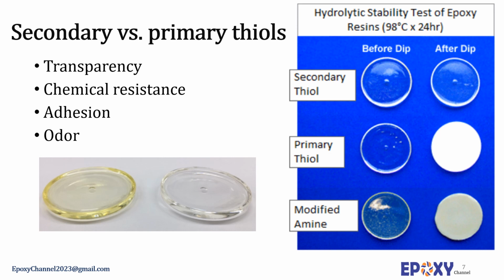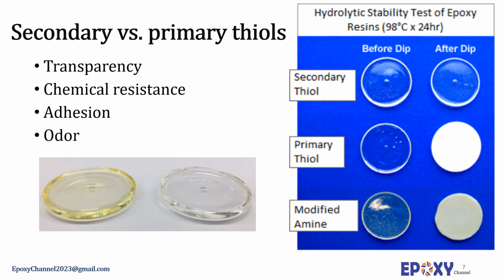Epoxy resins cured with primary thiols and modified amines can lose transparency when exposed to water. Epoxy resins cured with secondary thiols show improved water resistance. The extra methyl group in secondary thiols protects the ester structure, giving it higher water resistance. Epoxy resins cured with secondary thiols remain stable after immersion in hot water, while primary thiol resins and modified amine cured epoxies can lose transparency and turn opaque.